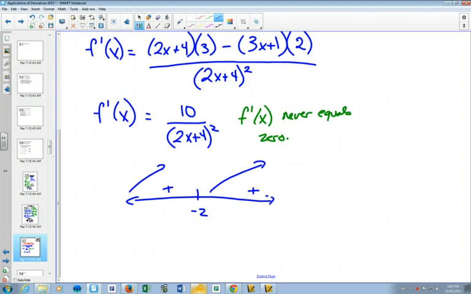Now for our second derivative, a couple of different ways you can go. To the quotient rule again, or if you'd like, you can take the fact that f prime of x is equal to 10 times (2x plus 4) to the -2, and then you would just have a power rule with a chain rule.